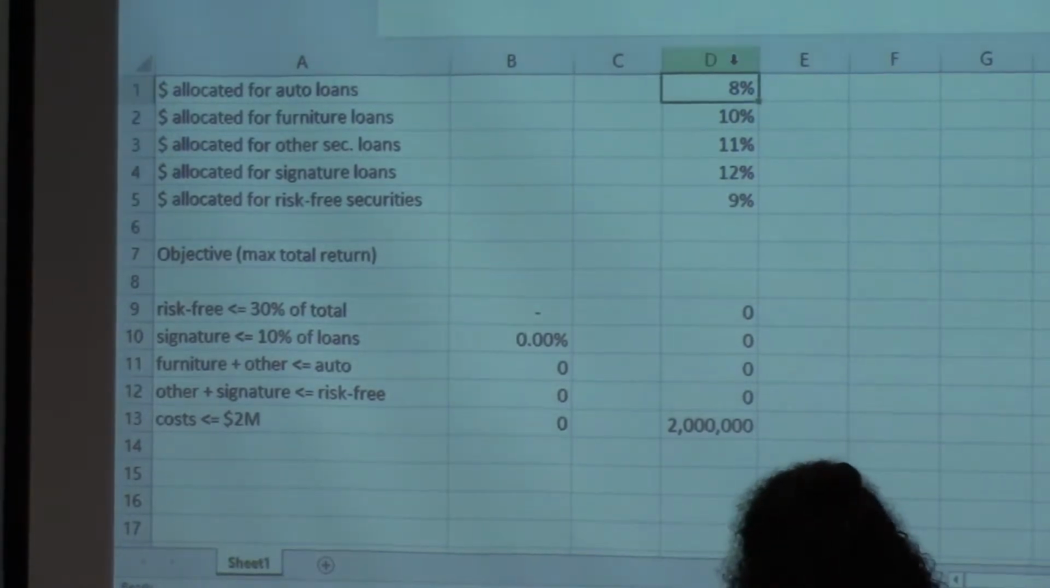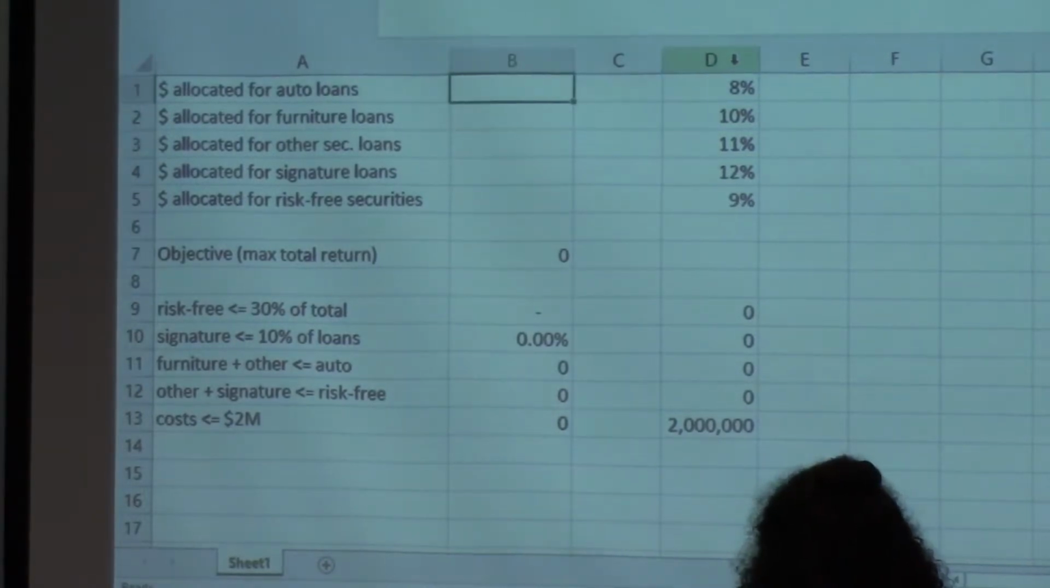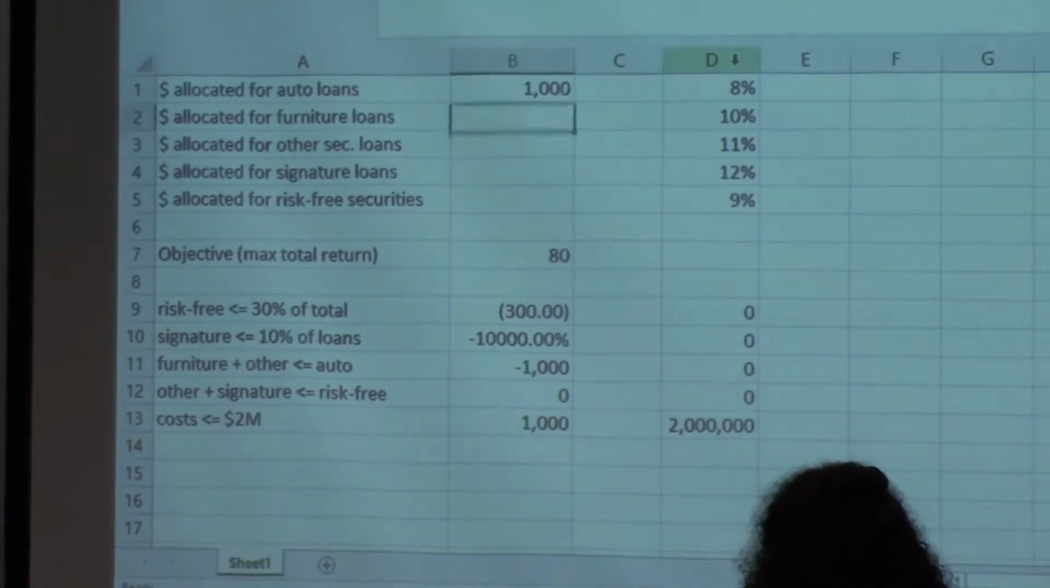All right? Now the reason I entered this in here is, in this objective function, we could take the dollar amount that's in B1 and multiply it by the value that's in D1. And that would get us our return for auto loans. Right? So if I had $1,000 in auto loans, I get $80 back. Which is nice.